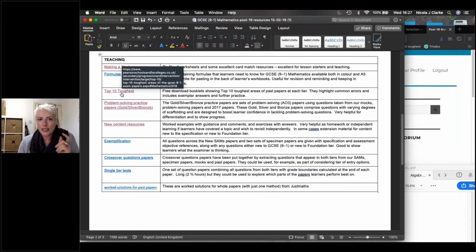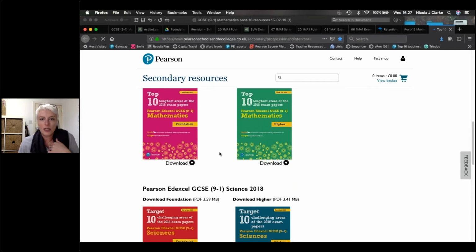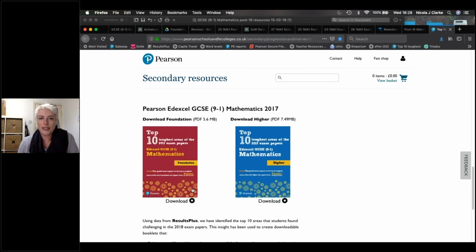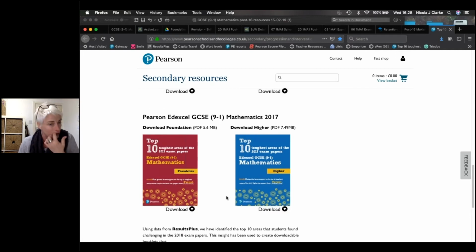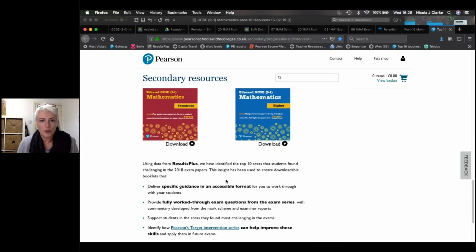Top 10 toughest, these are super. These are free downloadable booklets highlighting the top 10 toughest questions or areas from previous papers. Again, the link is in this document. These are for the summer 2018 foundation and higher, and then there's the 2017 versions underneath there. We haven't got them for November at the moment. And there are science and English ones, I think, as well.